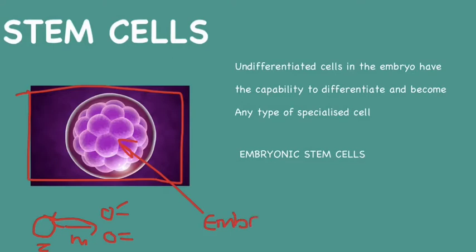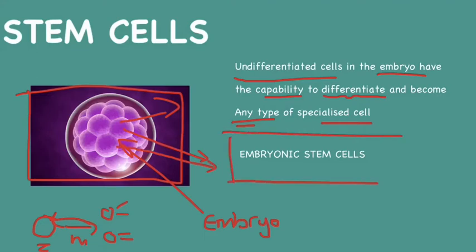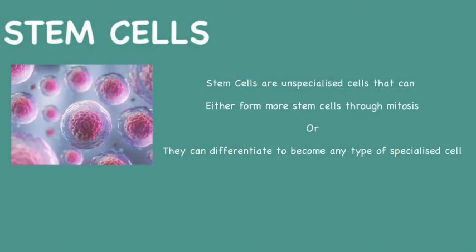You remember that these cells have not yet differentiated to produce any specialized cells in the body. They're just unspecialized, undifferentiated cells in the embryo. So, our undifferentiated cells in the embryo have a capability to differentiate, so remember that's the process, to become any type of specialized cell. So these cells can become any cell in the body. And at this stage, when these cells are unspecialized and they're ready to specialize into a certain type of cell, we call these embryonic stem cells.